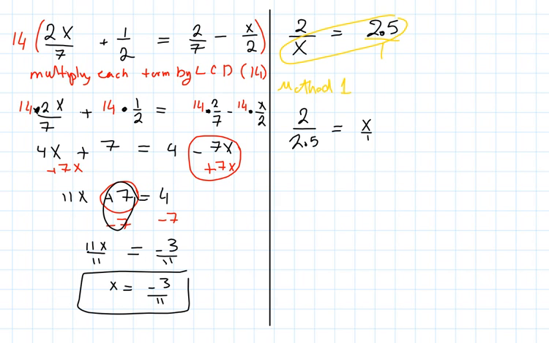So 2 divided by 2.5, use a calculator. 2 divided by 5 over 2, that should be 2 divided by 2.5, 0.8, or 4 over 5. So 0.8 equals x. Okay, so this is the first method.